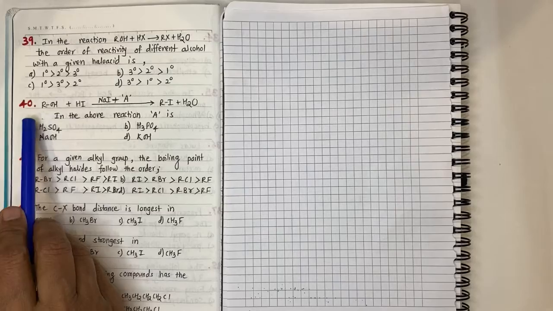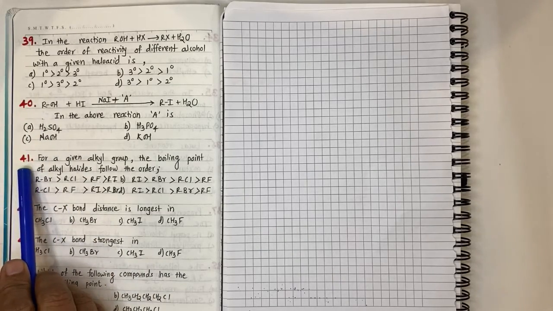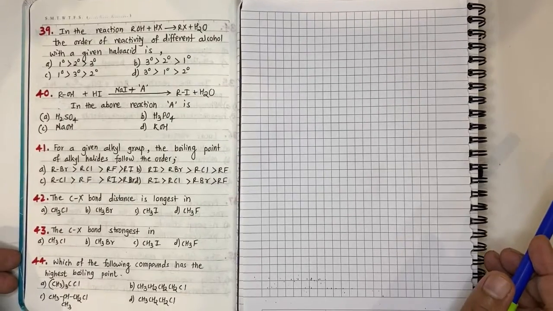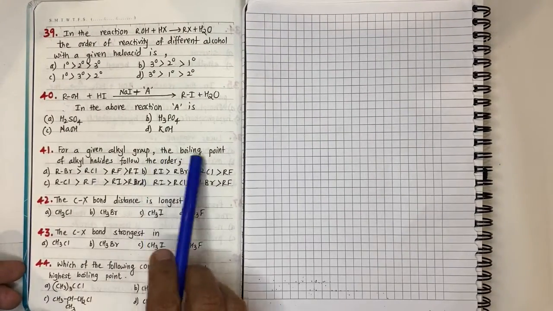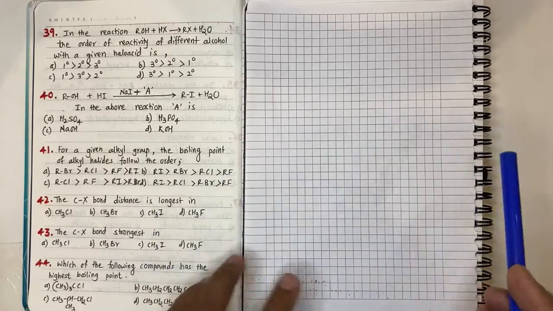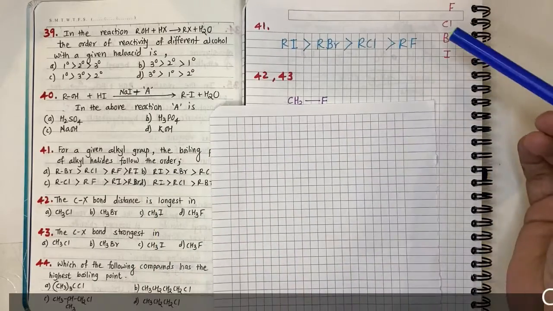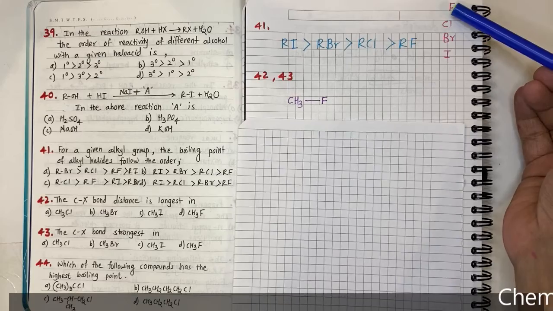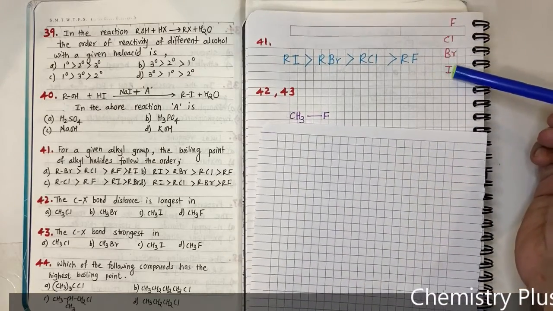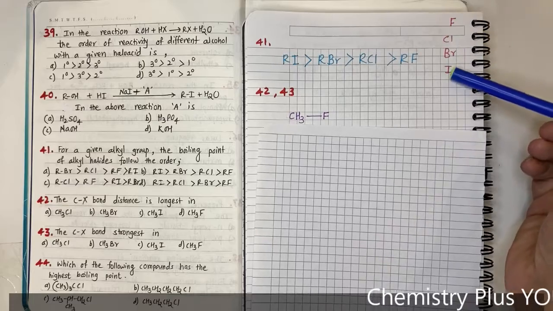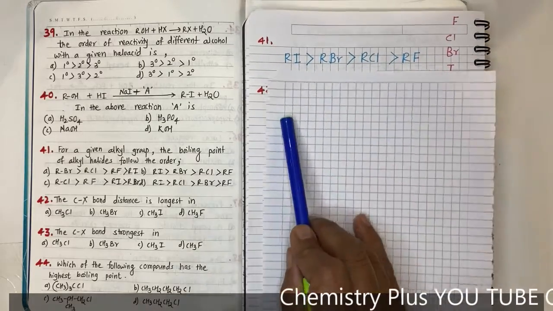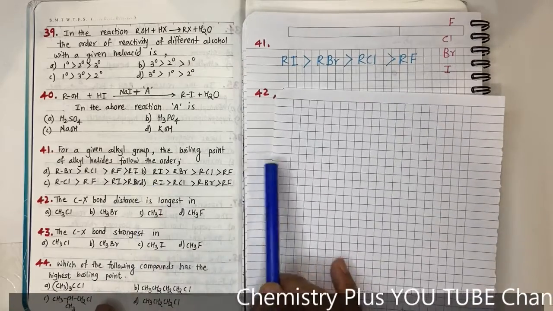Now you solve question 40. Now next question, question number 41. For a given alkyl group, the boiling point of alkyl halides follows the order. Now you know that as the halogen size increases, fluorine, chlorine, bromine, iodine, size and mass increase, the boiling point order follows this. Therefore the answer is this one.